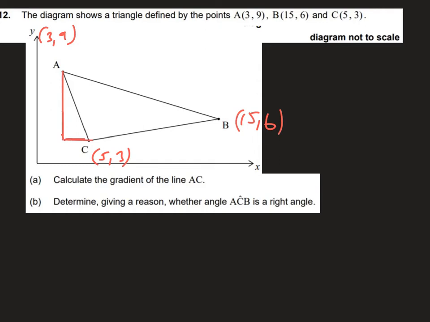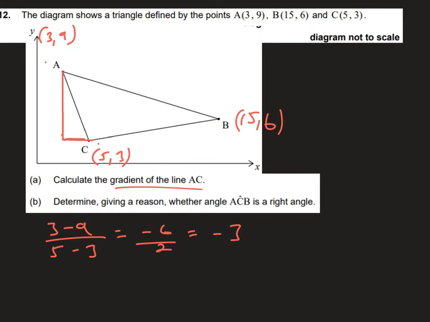In question 12, we are looking at gradient and straight lines. So we've got triangle ABC with the coordinates marked on, and in part A, we're asked to find the gradient of the line AC. So we've got A and C, so the gradient is going to be y2 minus y1, so that's going to be 3 minus 9 over x2 minus x1, which is going to be 5 minus 3, which is going to be minus 6 over 2, which is equal to minus 3.